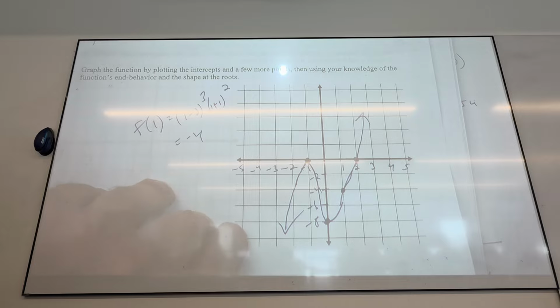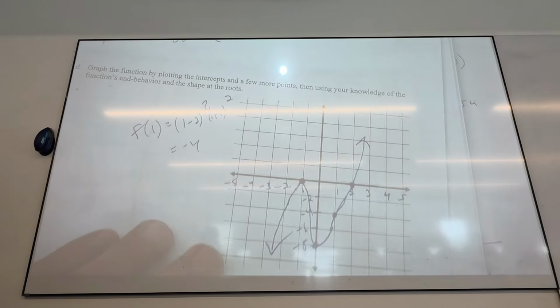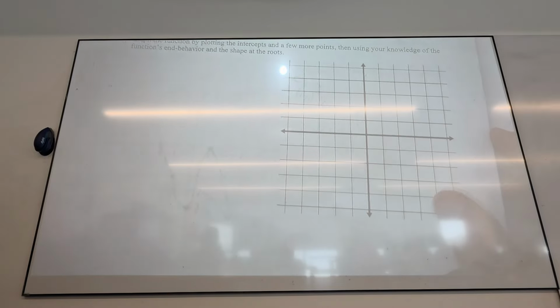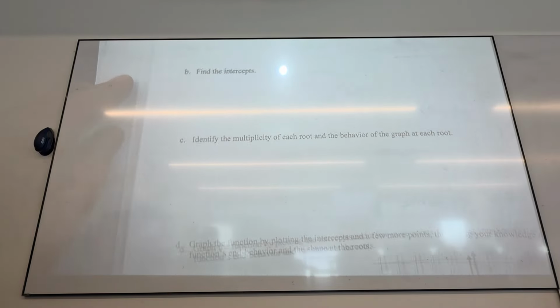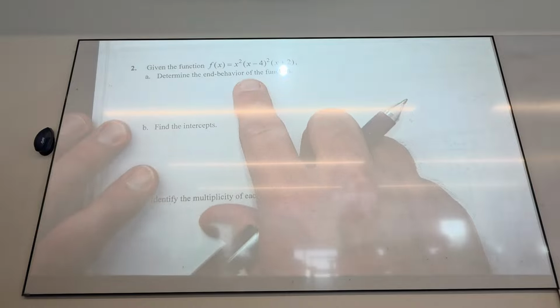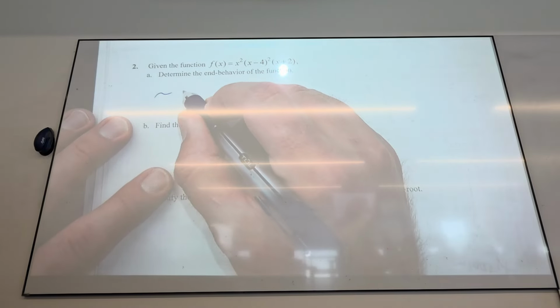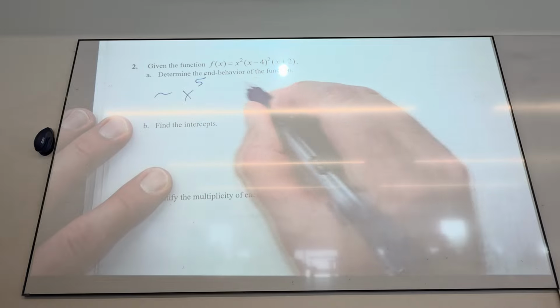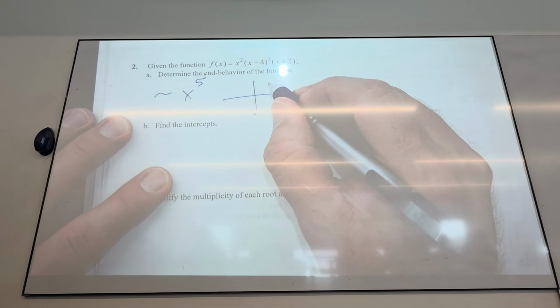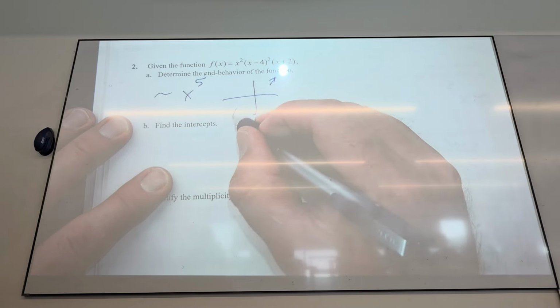How are we doing there? I think I went around to everybody. We all pretty much got that. Okay, this one is going to be a little more crucial to figure out the values of other function values. What do you guys get for the end behavior here? X to the 5th. I love it. It's positive. I should have made it negative, but too bad I didn't.